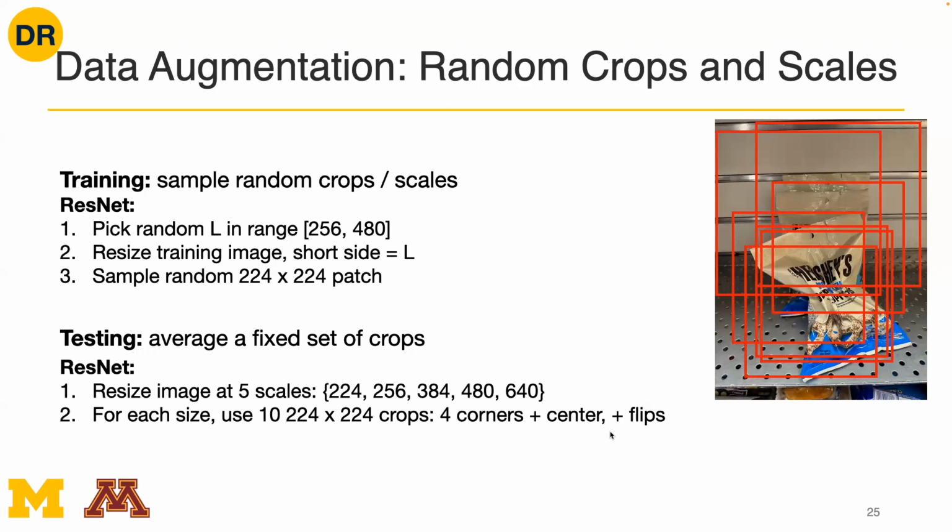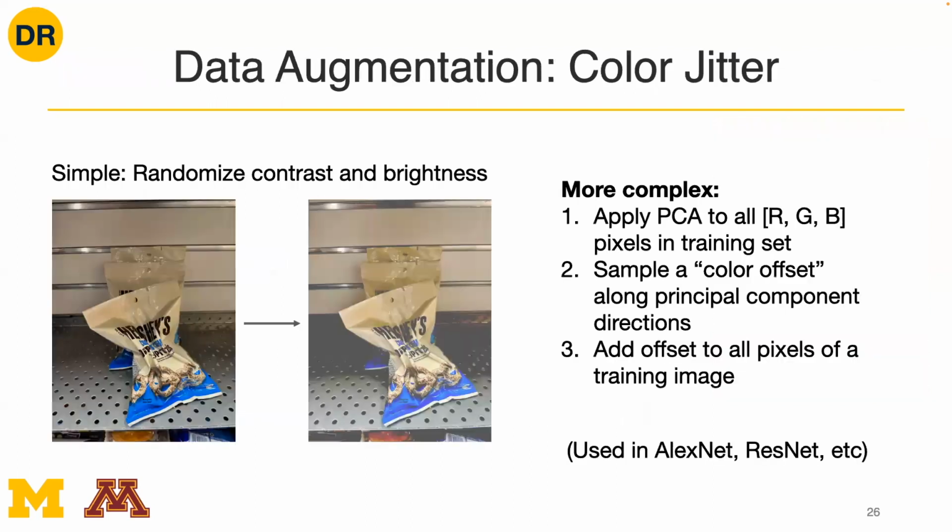At test time, to get rid of this randomness that we use during training, you can take a set of crops from your test time image, feed all of them through your network, and then average, let's say, the scores over all of the different categories that your classifier might be trying to classify, and use that as the final model's decision. In the case of ResNet, they would resize the image at 5 discrete resize values, take 10 crops for each of those scales, and then average the final scores across all the categories for all of those images.